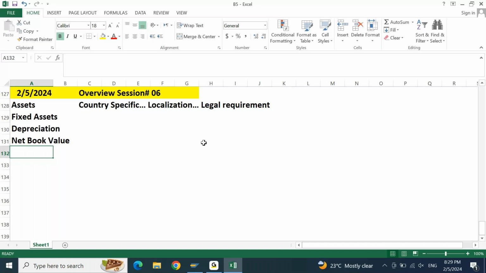Meaning, you have asset minus accumulated depreciation is equal to net book value. Like this, basic fundamentals you need to understand.